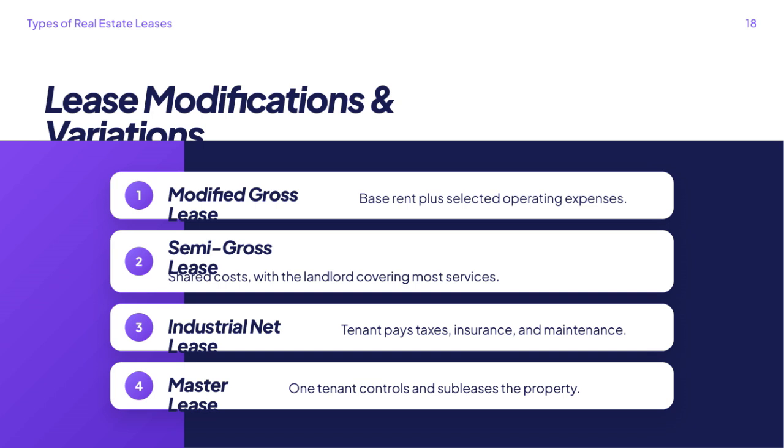Next is the industrial net lease, where the tenant takes on additional costs like taxes, insurance, and maintenance, making it a more hands-on lease type for tenants. Finally, the master lease involves one tenant who controls the entire property and has the right to sublease it to others. This type is useful for larger property management or investment strategies. Understanding these variations is key to choosing the right lease for your needs.